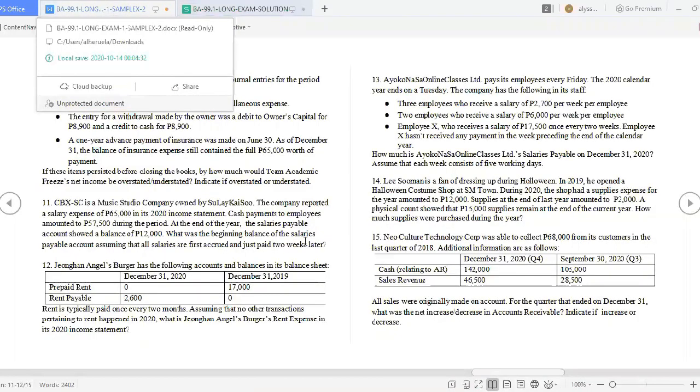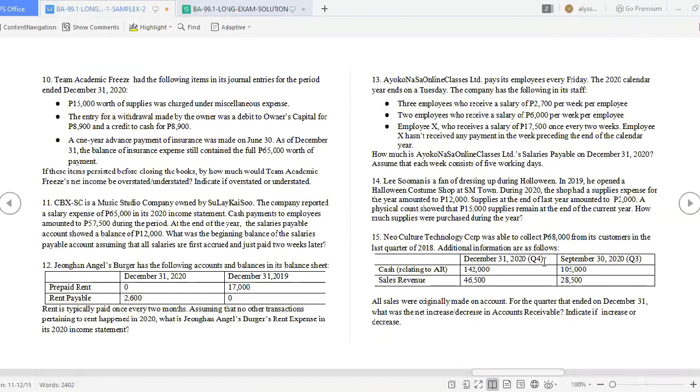Let's go to number 11. So CBXSD is a music studio company owned by Sule Kai-su. So the company has a salary expense of 65,000 on its income statement. So cash payments amounted to 57,500 during the period. So at the end of the year, the salaries payable showed a balance of 12,000. So what we're looking for here is the beginning balance of the salaries payable account.